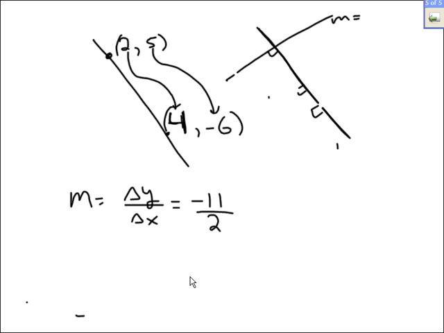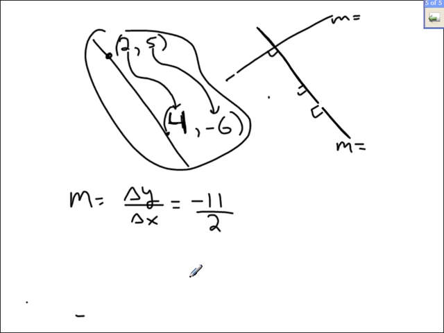Remember that we just calculated the slope. Remember, this line and the one that I just drew are the same. If you want to see the points, there they are: 2, 5, and 4, -6. So I know the slope of the line that I just drew because we just calculated it. It's -11/2. What's the slope of the perpendicular line?